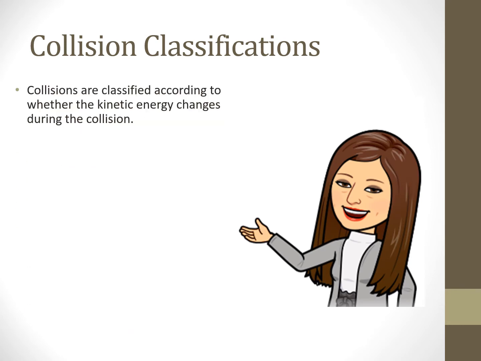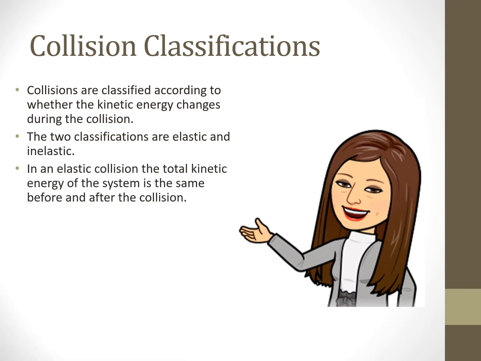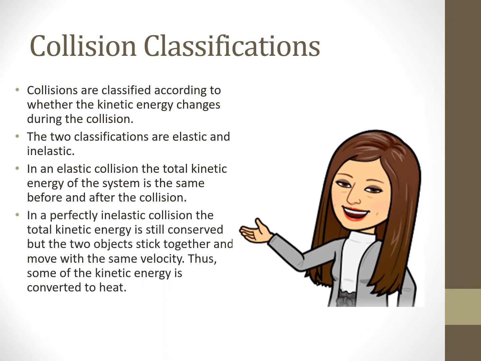Collisions are classified according to whether the kinetic energy changes during the collision. There are two types of collision, elastic and inelastic. In an elastic collision, the total kinetic energy of the system is the same before and after collision. While in a perfectly inelastic collision, the two objects stick together and move with the same velocity. Thus, some of the kinetic energy is converted to heat.